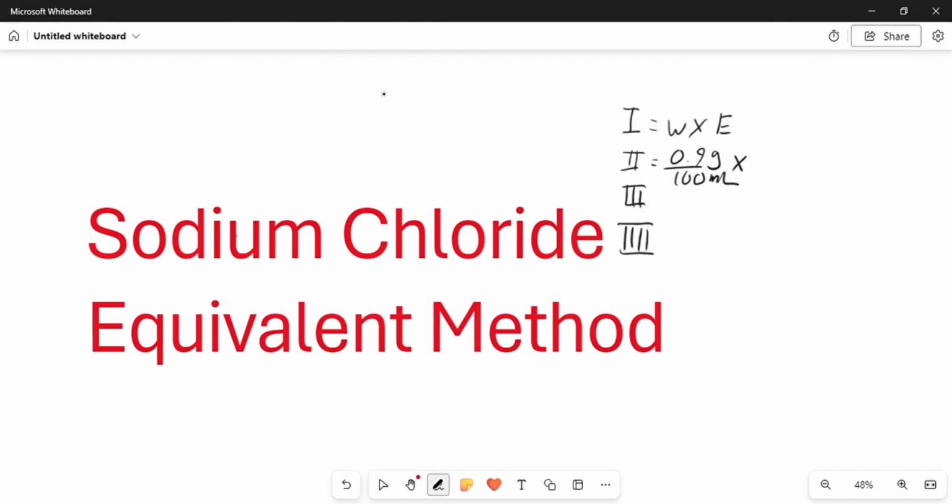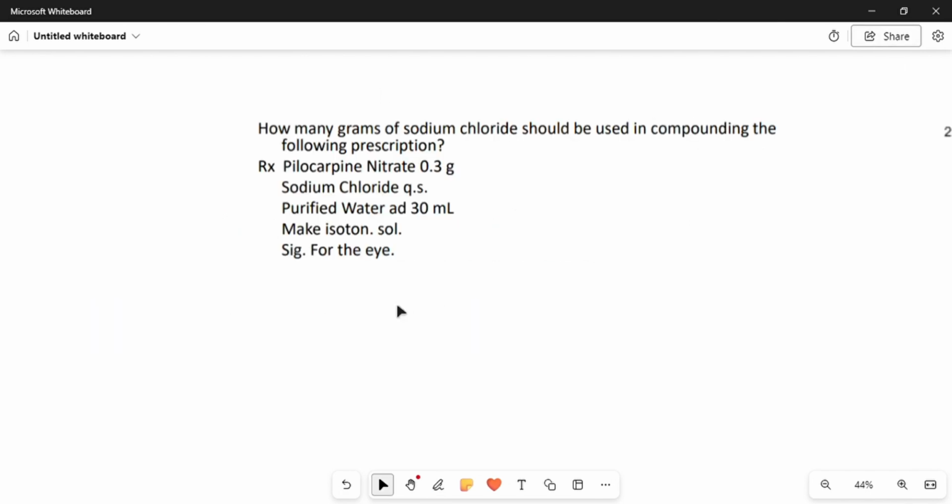Then we'll multiply it by the volume of our preparation. And step 3 is step 2 minus step 1. And lastly we have step 4, which is step 3 over its E value. And step 4 is only used when the sufficient quantity is not sodium chloride. So without any further ado, we will proceed with problem 1.